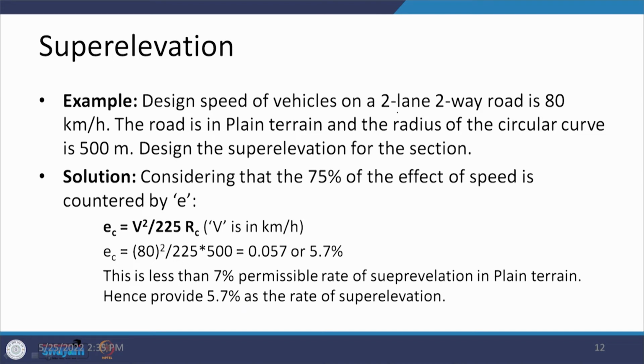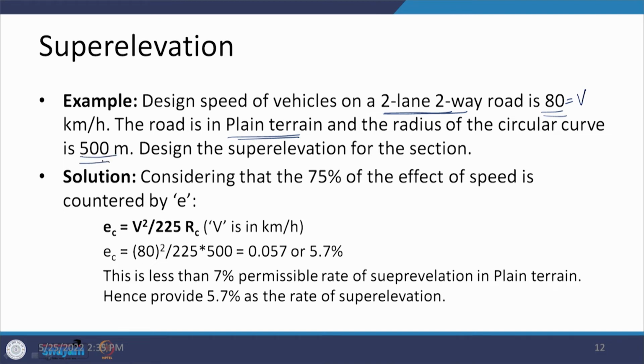So, we have a two-lane two-way road, and on this two-lane two-way road, the vehicles are moving with a speed of 80 kilometers per hour. So, this is a capital V being given. The road is in plain terrain, and the radius of the circular curve is given as 500 meters.